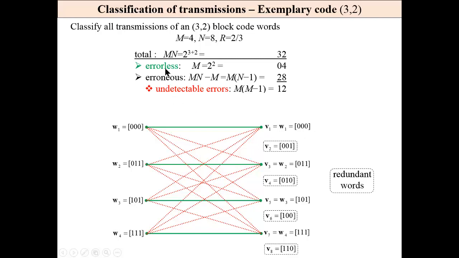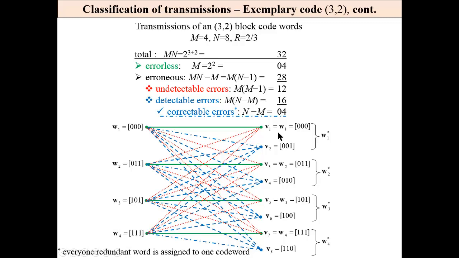The errorless transmissions, denoted here by green lines, number 4. Undetectable errors: if one code word becomes another code word due to the error pattern, then obviously such an error is undetectable, and there are 12 undetectable errors for this code. The remaining errors are detectable errors, so it is 16 detectable errors. They are denoted here by blue dashed lines, and 4 of them are correctable errors.